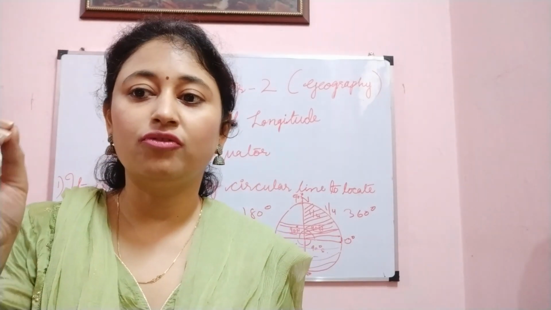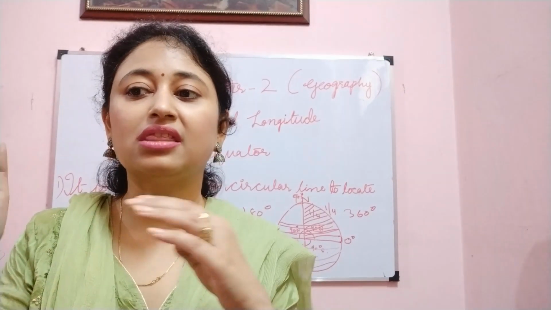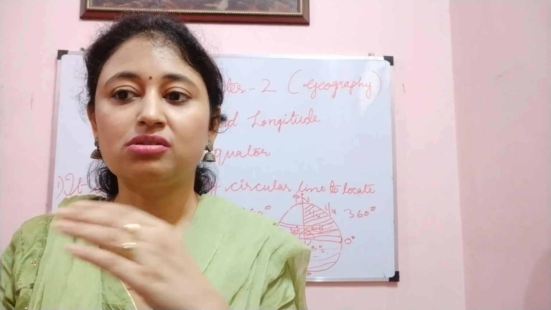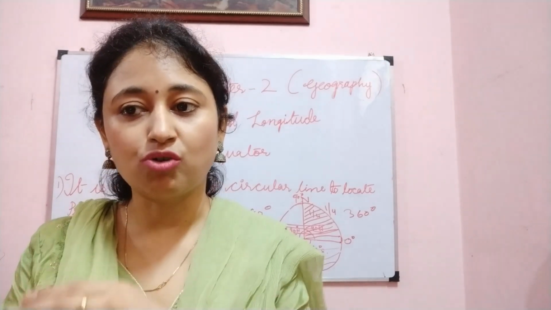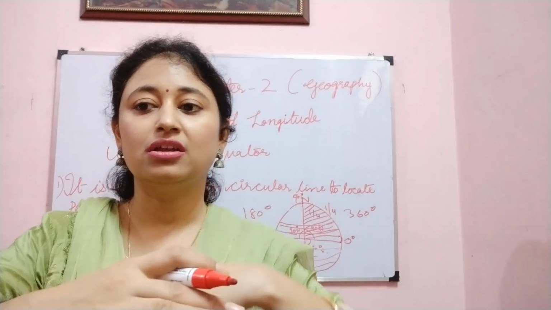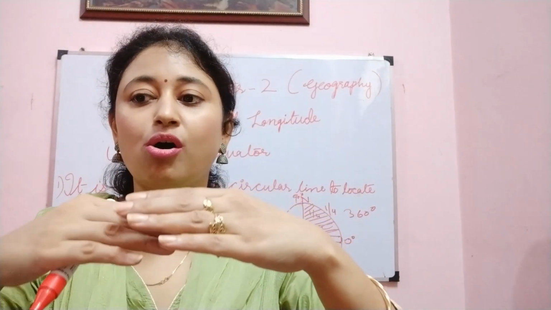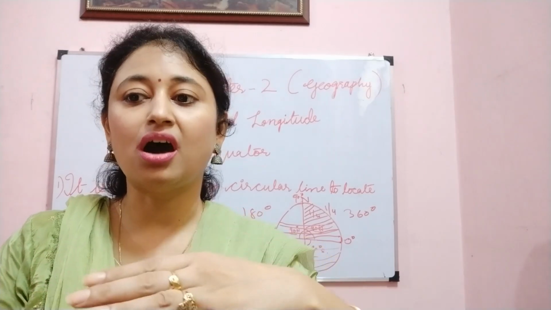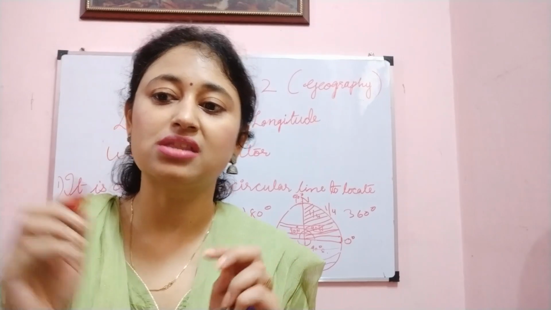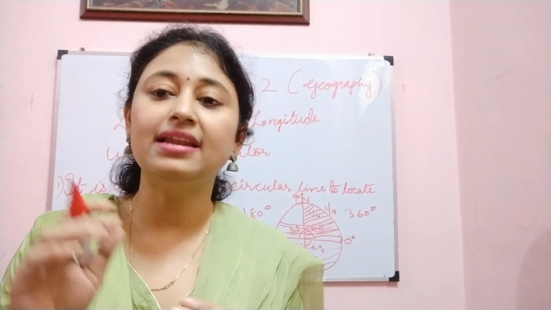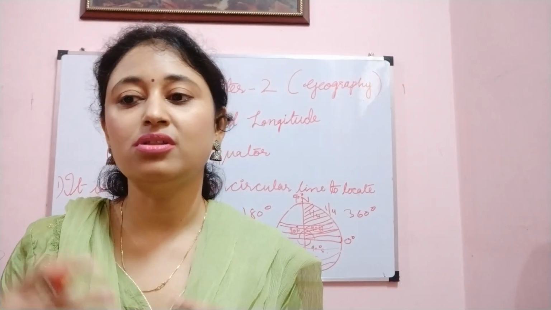It is measured 1/4 of the 360 degrees, that is 90 degrees. Thus 90 degree north latitude marks the north pole. 90 degree south latitude marks the south pole. All the parallels north of the equator are called north latitudes. Similarly, all the parallels south of the equator are called southern latitudes. The value of each latitude is indicated by the letter N and the letter S: N for north latitude and S for south latitude.